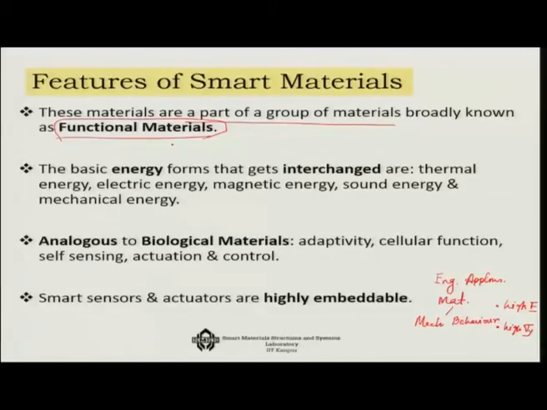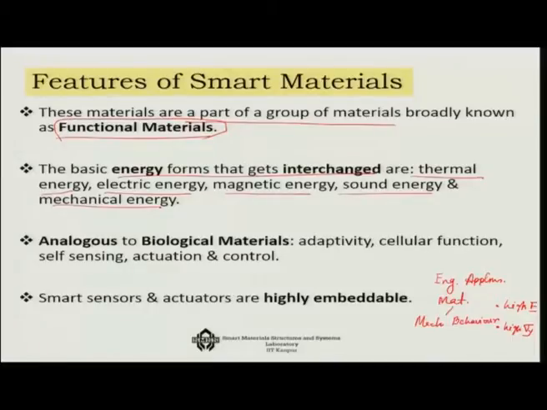Naturally this means that there is some energy transformation taking place in smart materials. The basic energy forms that get interchanged are generally thermal energy, electric energy, magnetic energy, sound energy and mechanical energy. Basically it is a transformation between mechanical energy and all these other energies.